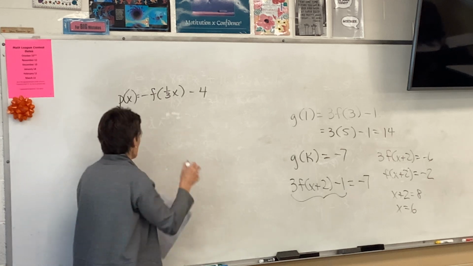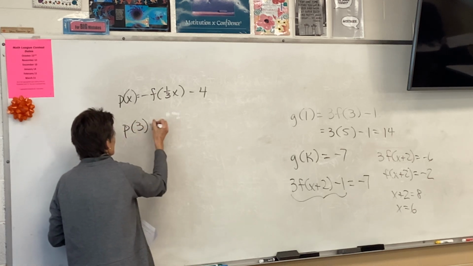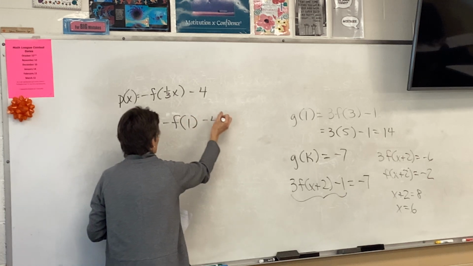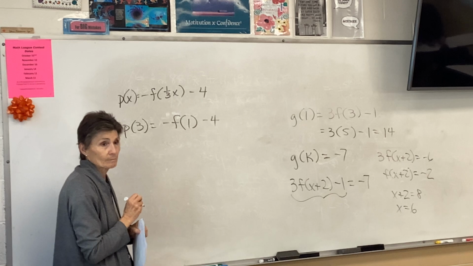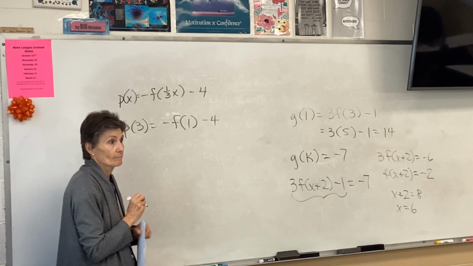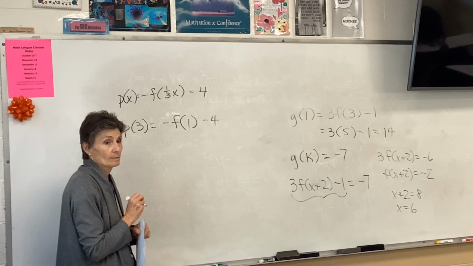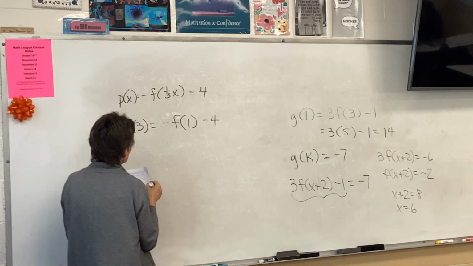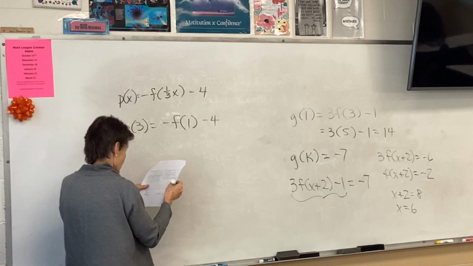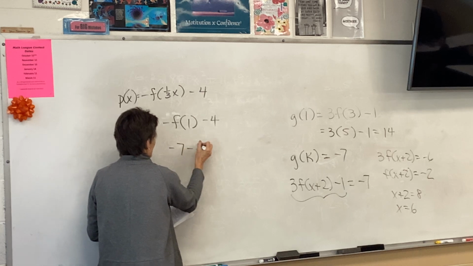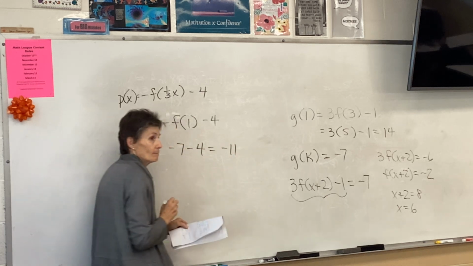All right, now we're going to find P of 3, so we're going to plug in 3. So negative F of 1. Is that right? Okay, and what's F of 1? 7. F of 1 is 7, so -7. Did you get -11? Yep.